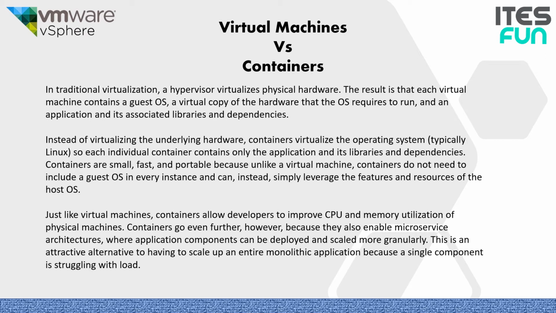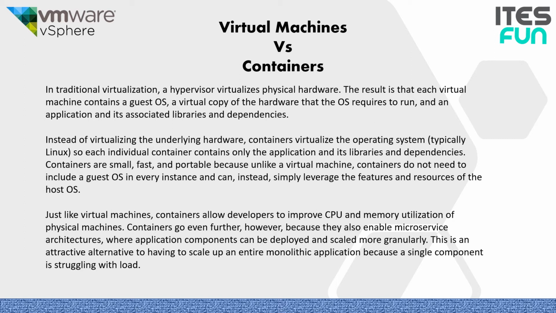So what is the difference between virtual machines and containers? In traditional virtualization, a hypervisor virtualizes physical hardware. The result is that each virtual machine contains a guest operating system, a virtual copy of the hardware that the OS requires to run, and an application and its associated libraries and dependencies. Instead of virtualizing the underlying hardware, containers virtualize the operating system, typically Linux, so each individual container contains only the application and its libraries and dependencies. There is no operating system.